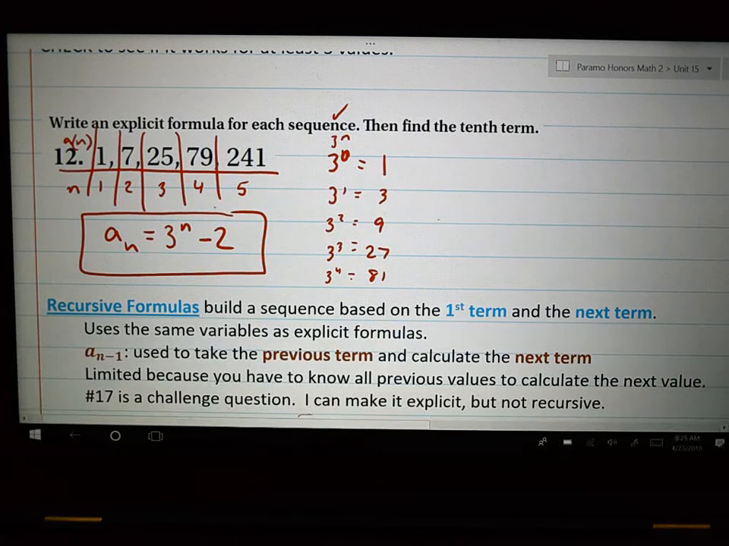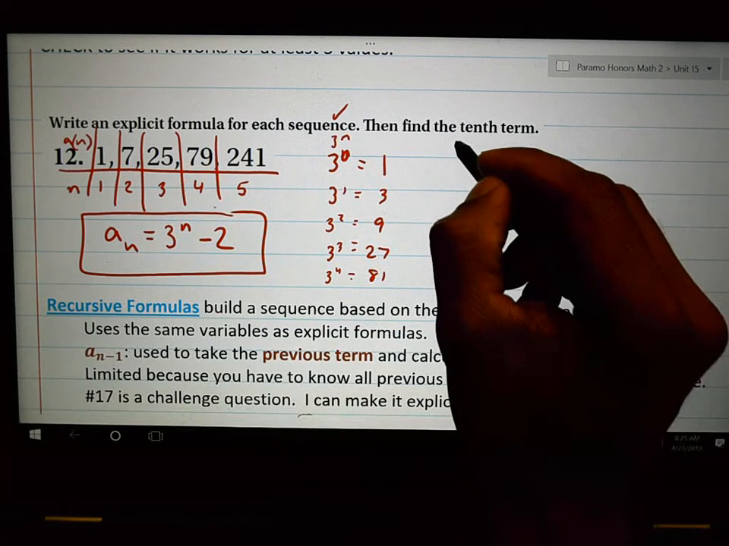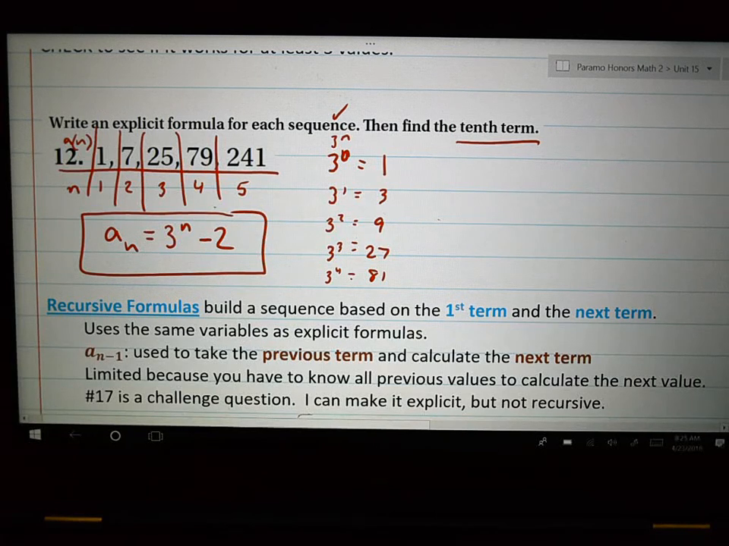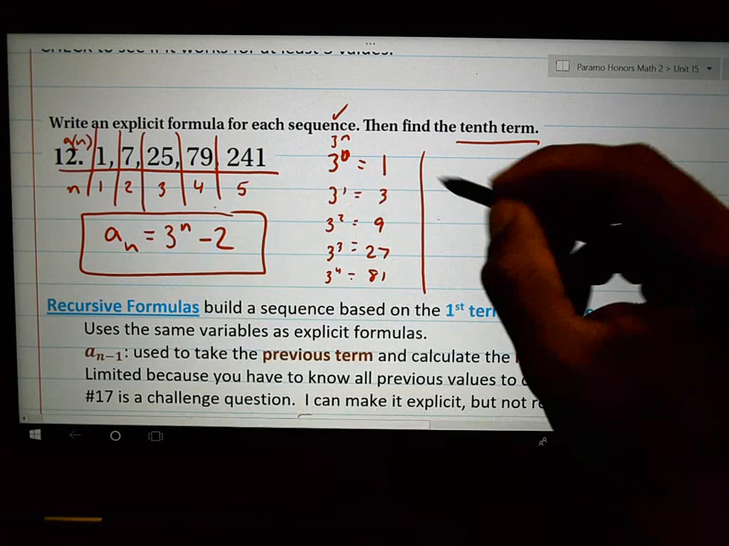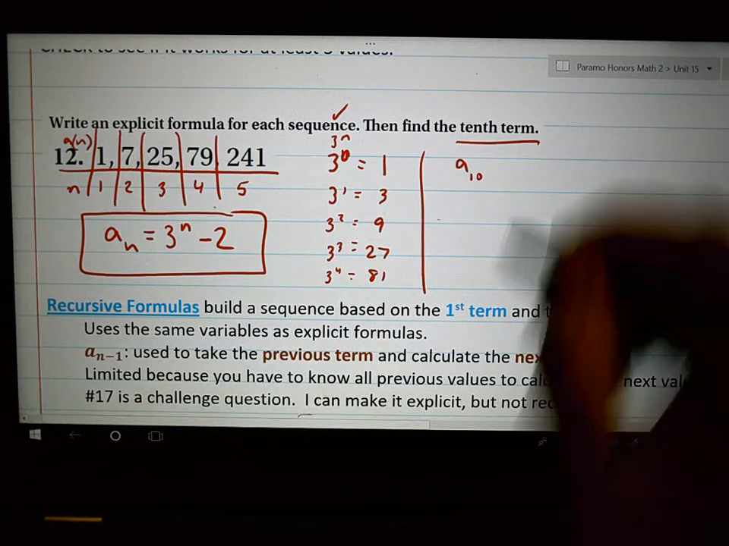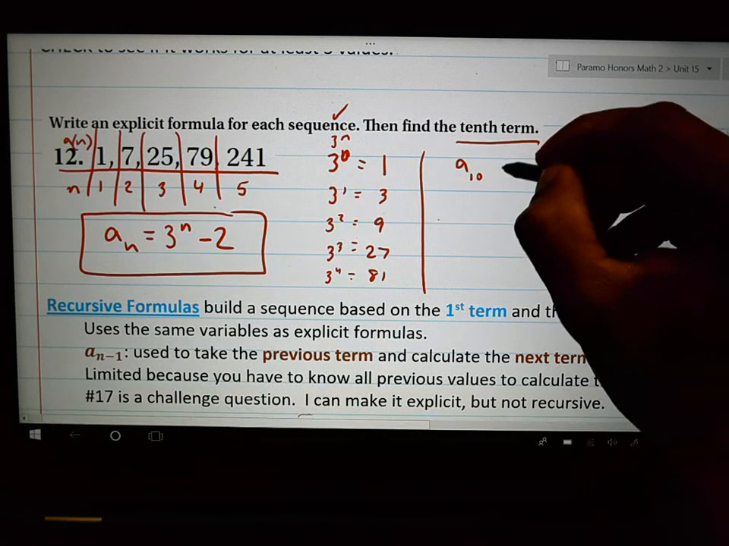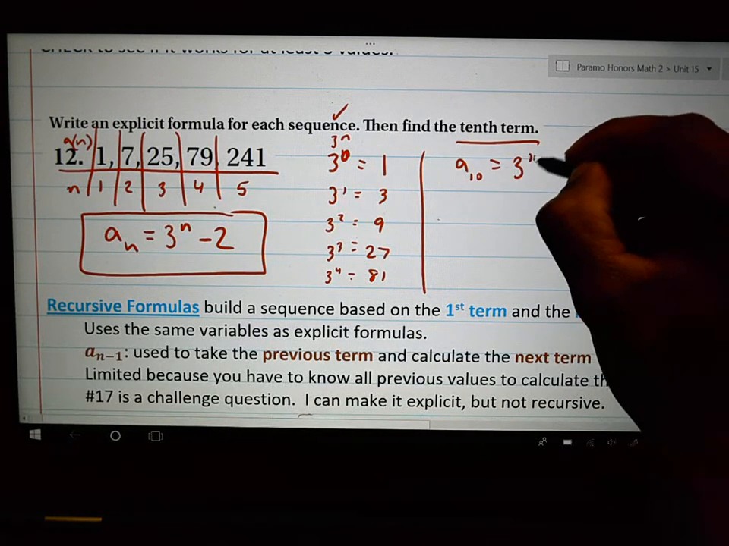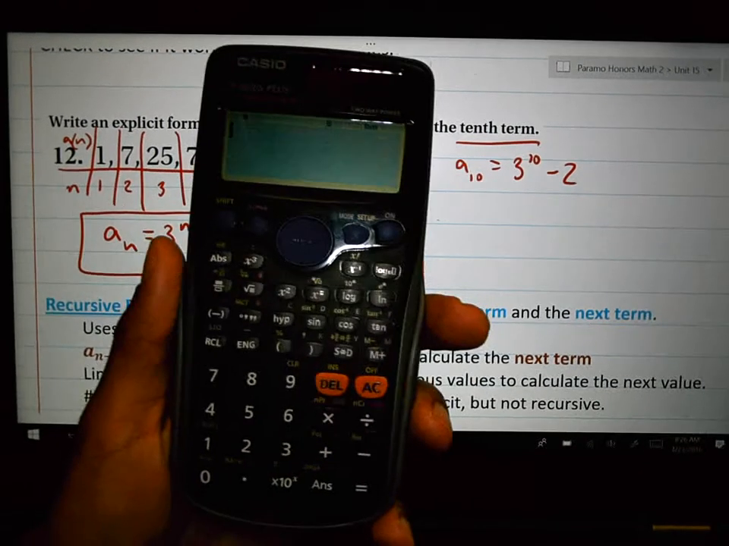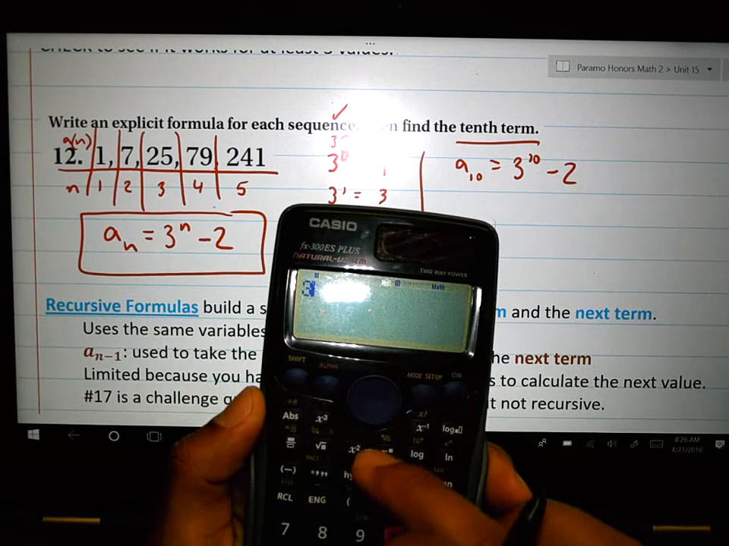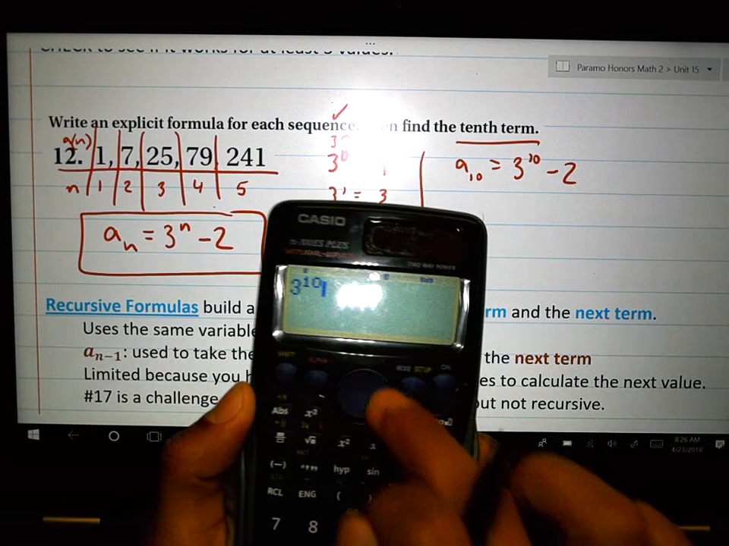Write an explicit formula for each sequence. Then what does it say? Then find the 10th term. So then what we get to do is use it. We get to find a of 10. A sub 10 means 3 to the 10th power minus 2. I definitely would recommend a calculator for this, because 3 to the 10th would not be fun to do without a calculator. It might be fun to do, depends on how much torture you like.